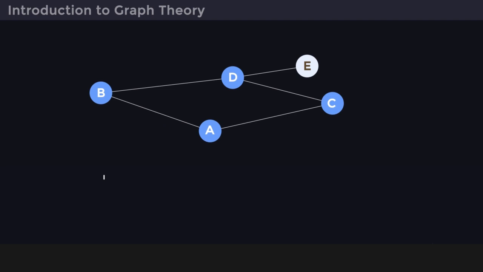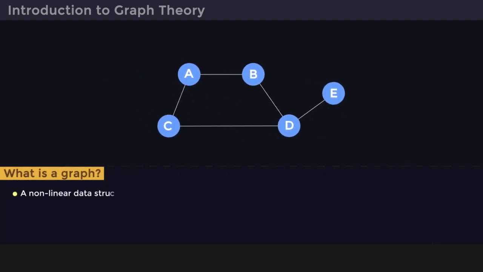So now what is a graph? A graph is a nonlinear data structure that consists of a set of vertices and edges. And as you can see, sets of vertices are connected via edges.